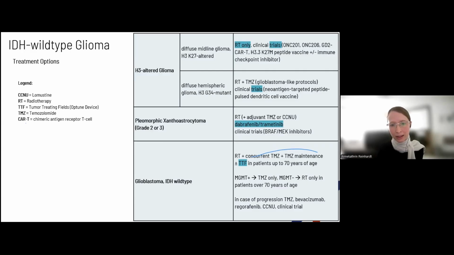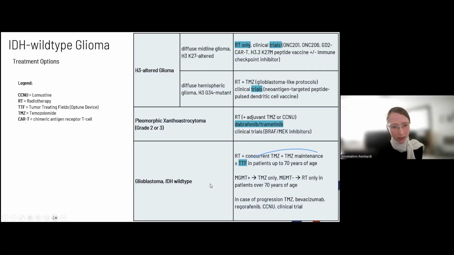of course you can think about dabrafenib or trametinib as a therapeutic option. So in clinical trials, MEK inhibitors and BRAF inhibitors are tested at the moment. A standard of care would just be radiotherapy here, plus or minus TMZ or CCNU. But in case of tumor progression, you can also have these options with MEK or MAP kinase inhibitors.